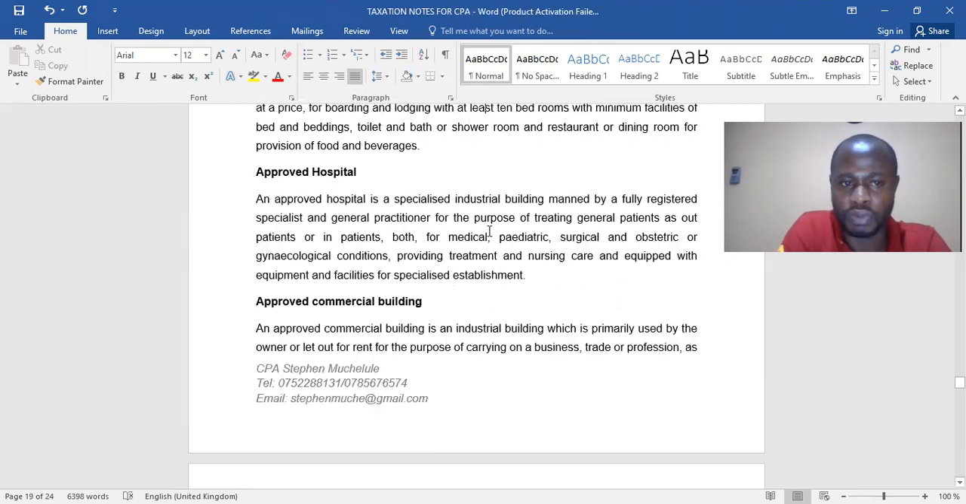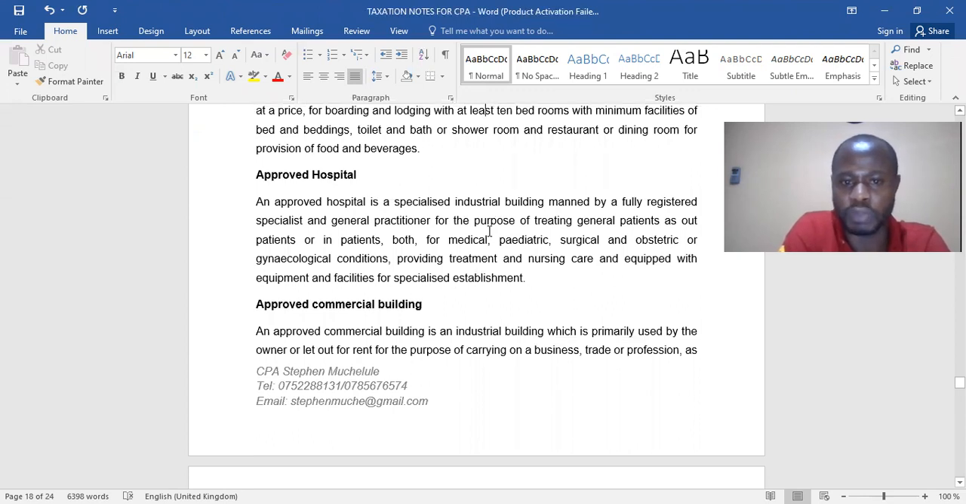An approved hospital is a specialized industrial building manned by a fully registered specialist and general practitioner for the purposes of treating general patients as outpatients or inpatients, both for medical, pediatric, surgical, and obstetric or gynecological conditions, providing treatment and nursing care, and equipped with equipment and facilities of a specialized establishment.